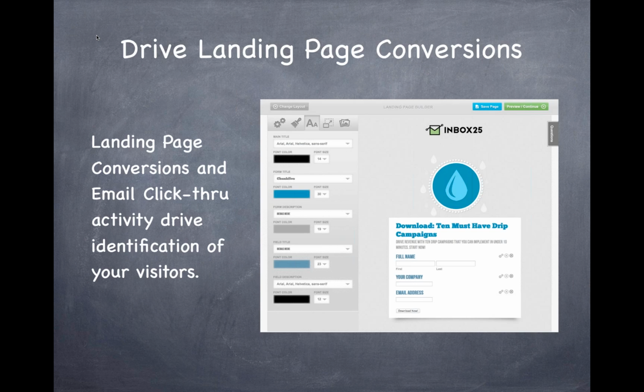So if you have an existing list with your Inbox 25 account, you can send an email campaign to your list and include at least one URL back to your website. Any record that clicks through to the website from your campaign will now be identified on your website.